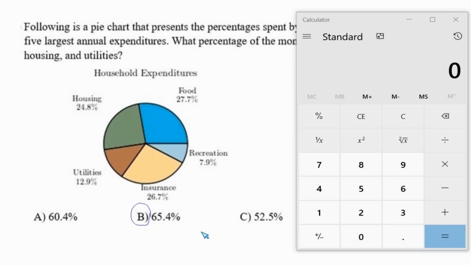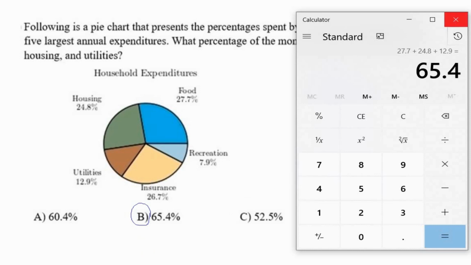So now we can also utilize a calculator to get the same answer, 65.4%, if we were to add up these three items. So let's start with the food expense, which is 27.7% of the budget, plus housing, which is 24.8% of the budget, and then plus utilities, which is 12.9% of the budget, equals, and once again we have 65.4%, which is option B.